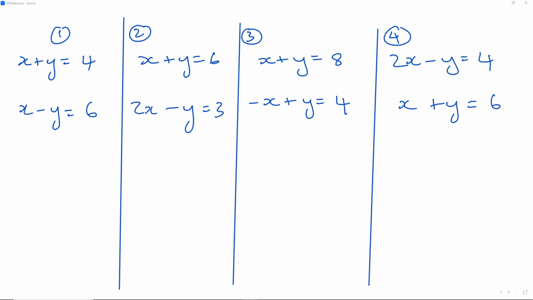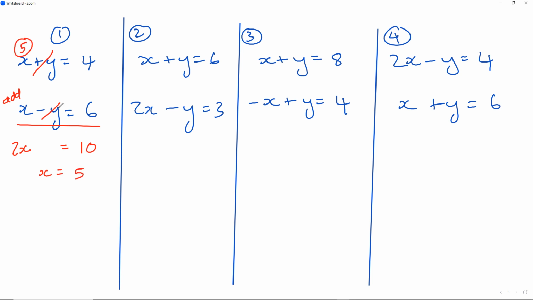All right, so the first thing I got here is let's use the process of elimination. And what I'm going to do is add these two equations together. X plus x will be 2x, and y minus y will cancel. 4 plus 6 will get me 10. And so x will equal 5.